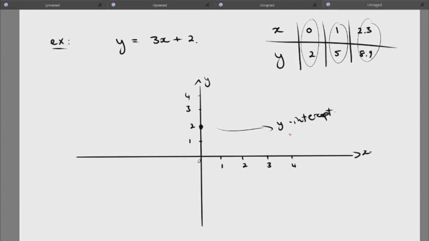And how do I get that? I get that by setting x equal to 0 and solving for y. So this is really what I did here. I set x equal to 0. I calculated the right-hand side. I got a y value of 2.